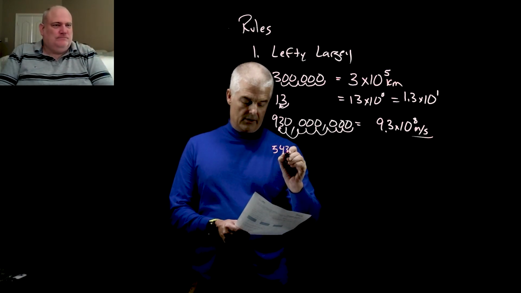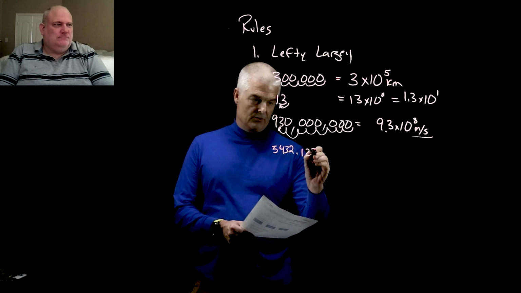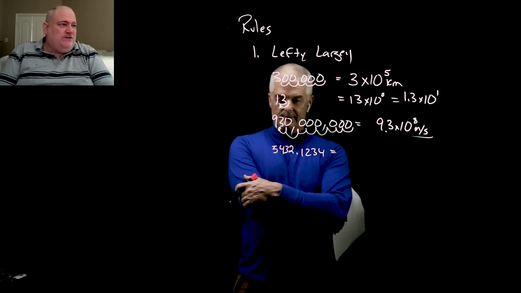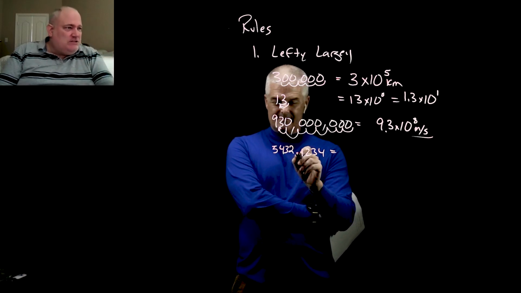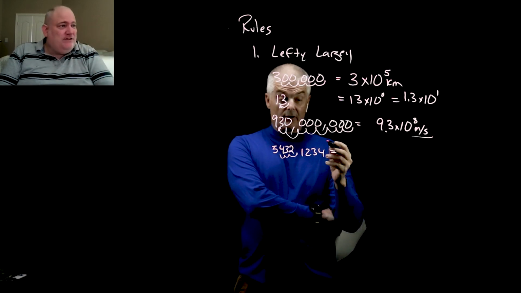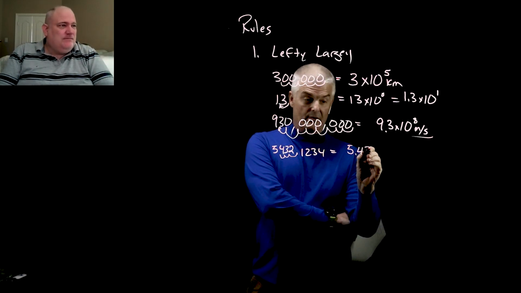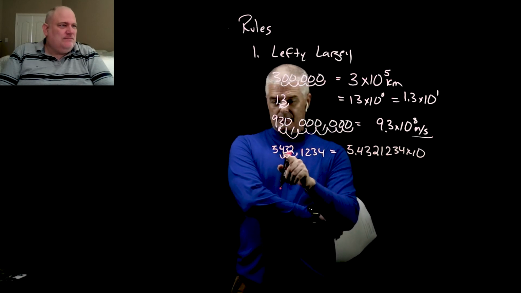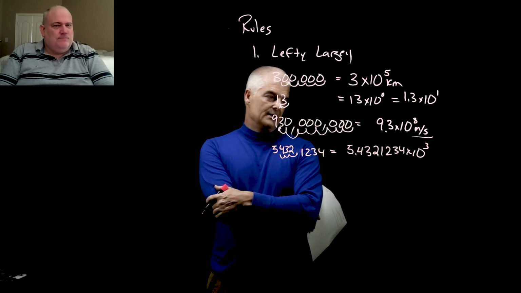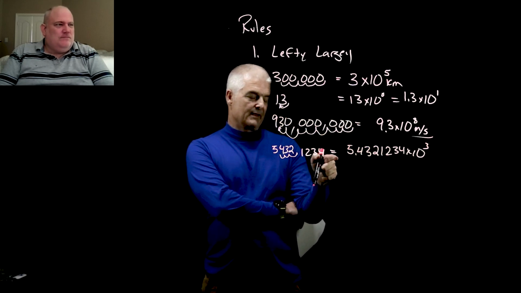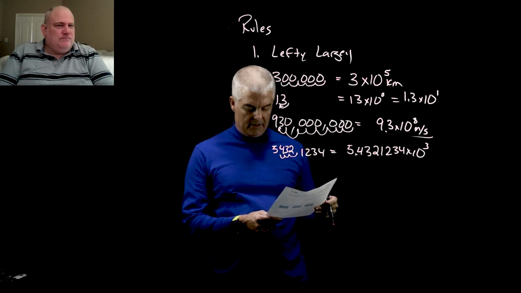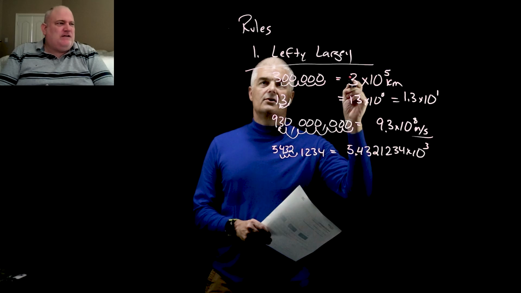5,432.1234. How would you do that one? So here you could actually shift your decimal place in either direction, but we can start at the actual decimal place and shift our way over towards the left. So I go over 3, so this would be 5.4321234 times 10 to the, what was it, 3's place? Yeah, third. That would be a weird one. I would just leave it this way if that was the case. Anyways, any other ones that we think we need to do? I think that's good. So that's lefty largy.